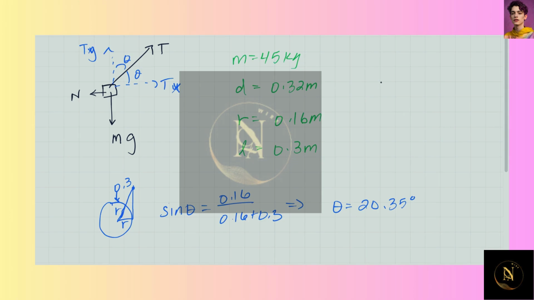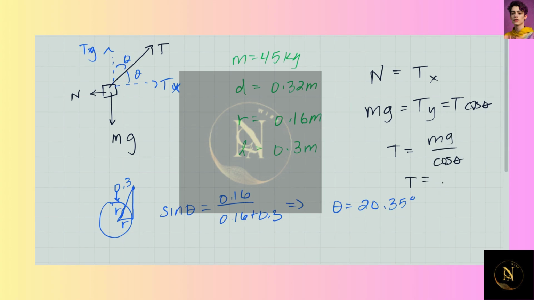So we know the normal force is equal to the tension in the x direction by Newton's second law. The weight is equal to the tension in the y direction. So the tension in the y direction is the tension times cosine of theta. So the tension is mg over cosine of theta. Solving for the tension, we get 470 newtons.